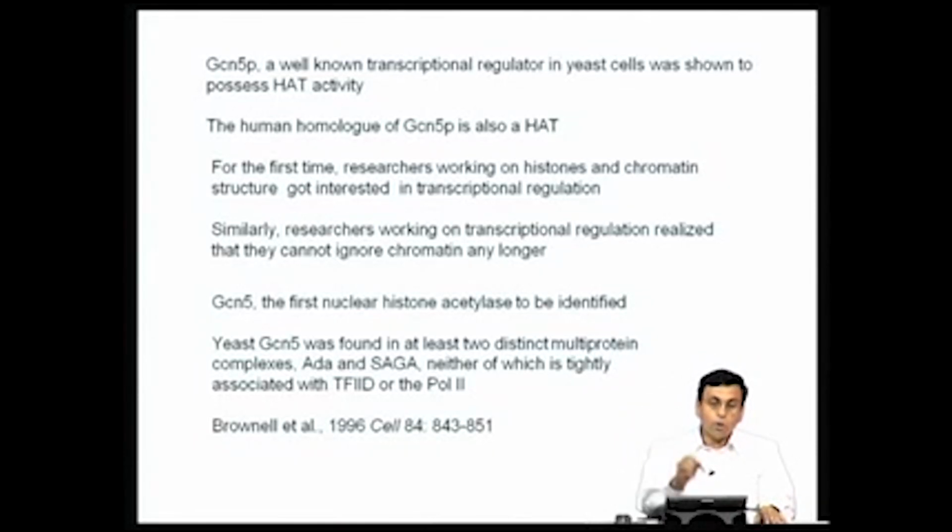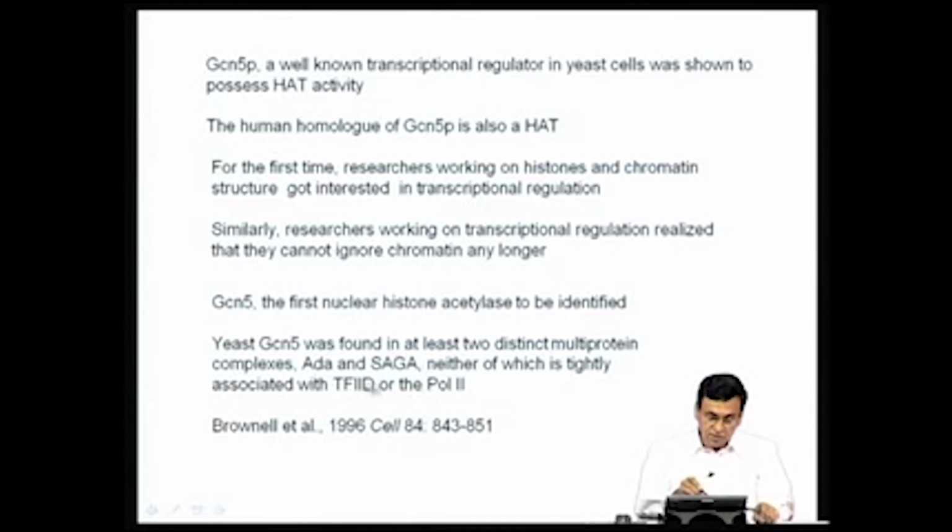So people working on chromatin structure and histones got interested in gene regulation. Similarly, researchers working on transcription regulation realized that they cannot ignore chromatin structure any longer. They have to come together and work together if they really want to understand the mechanism by which eukaryotic gene expression is regulated. So the yeast GCN5 protein was the first nuclear histone acetylase to have been identified. And very interestingly, the yeast GCN5 was found to exist in at least two distinct multi-protein complexes. One is called ADA and another is called SAGA.